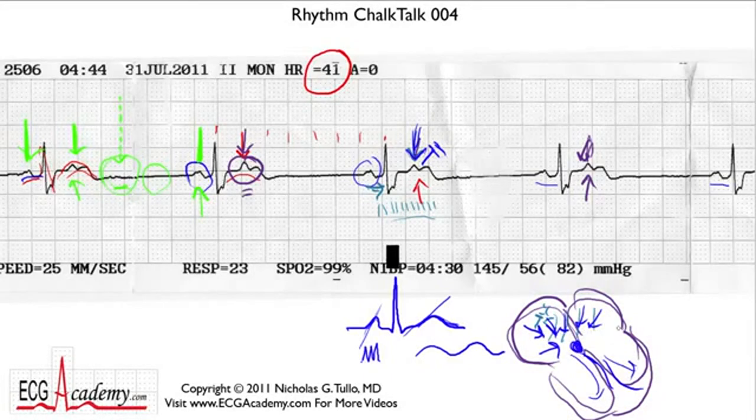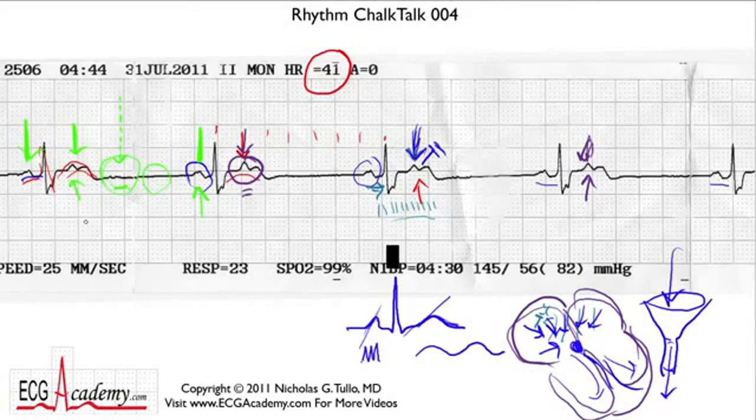So the AV node's kind of like a funnel. Think of a funnel as a device where you can pour lots of water into the top of it, but only a certain amount is going to come out the bottom. So the AV node's like a filter or a funnel, and it filtered out this P wave because it was just too early. So then, what do you make of this rhythm strip?